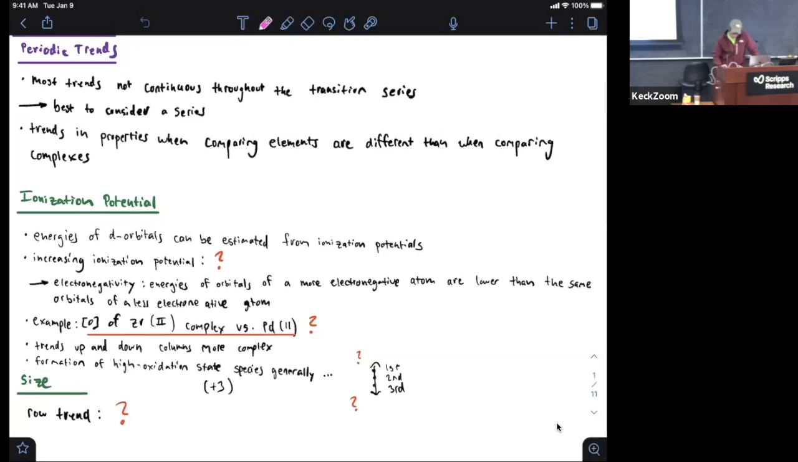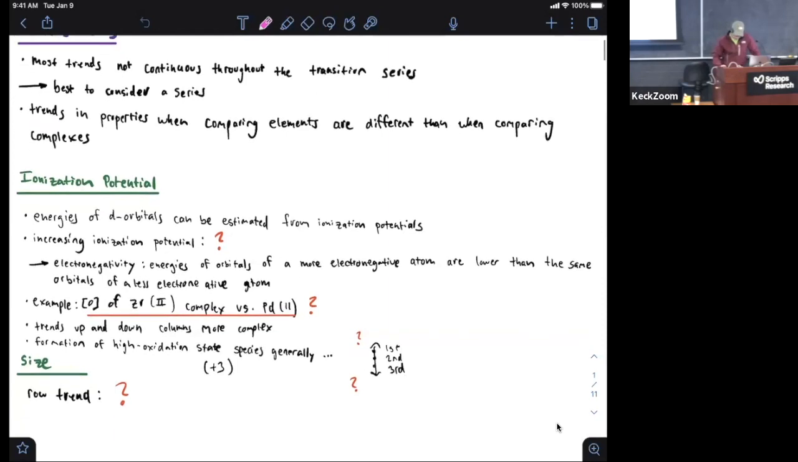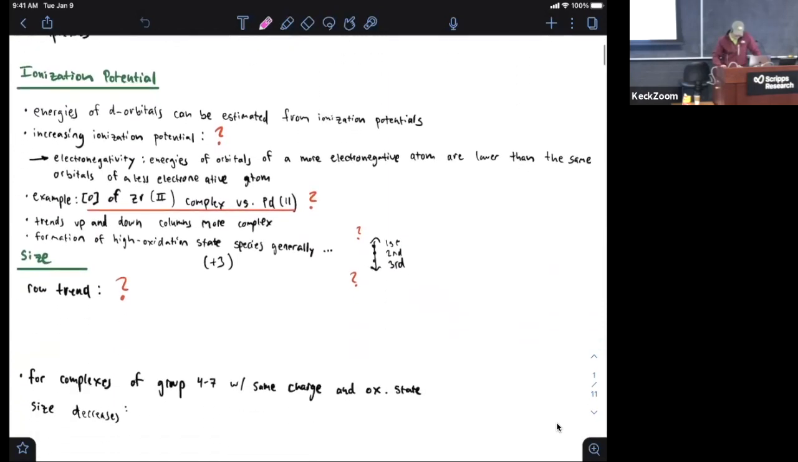Another key point to make here is that, as we've seen already in terms of the atomic orbital energies, the trends of properties when you compare element to element can be different when you're comparing complexes versus the naked metal ions. Okay, so those are some of the disclaimers here.